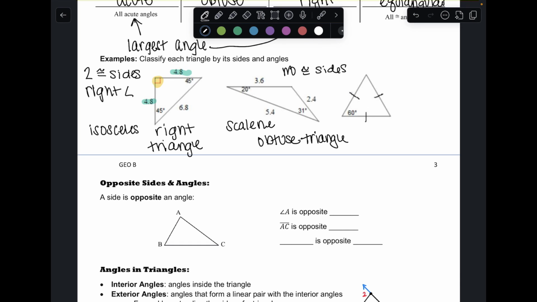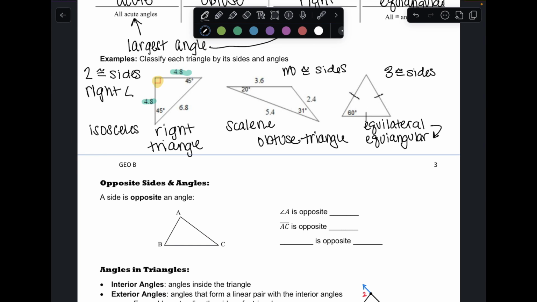Our very last one, again, number of sides that are congruent. This one has 3 congruent sides, aka all of the sides. So this is equilateral. And again, we'll learn this later, but any equilateral triangle is also equiangular. So this is an equilateral equiangular triangle.